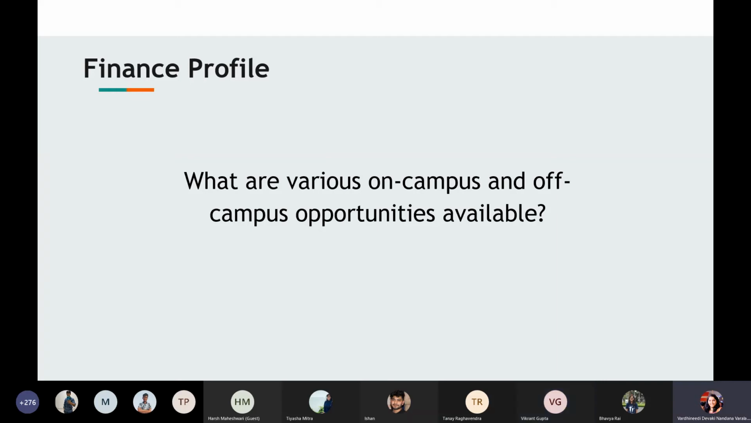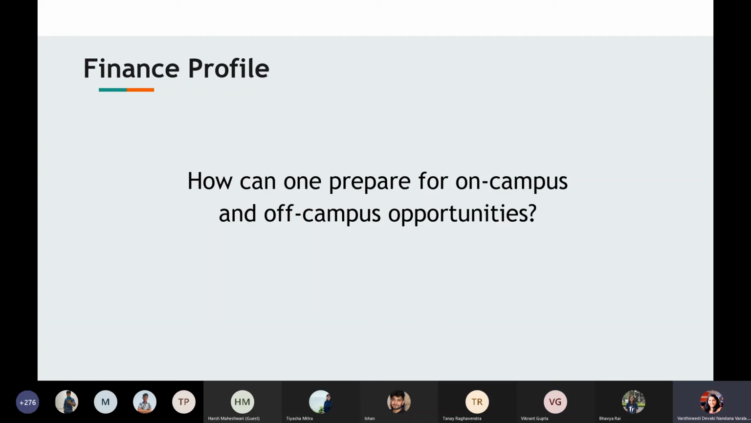That is like really well summed up, Vikrant. So moving to the next question, how can one prepare for these opportunities? The preparation process and the type of questions which you face in tests and interviews.